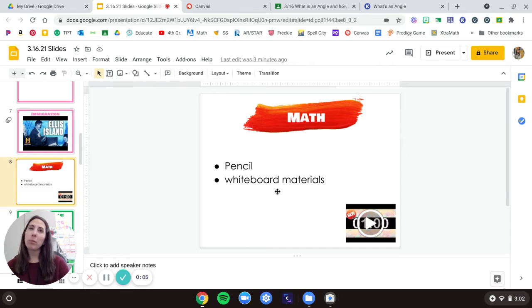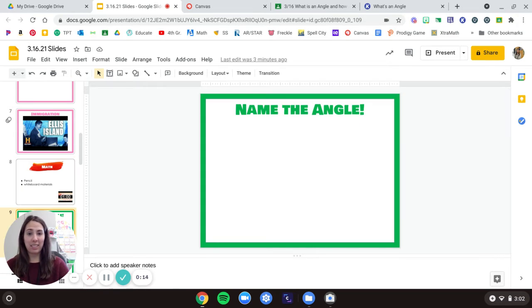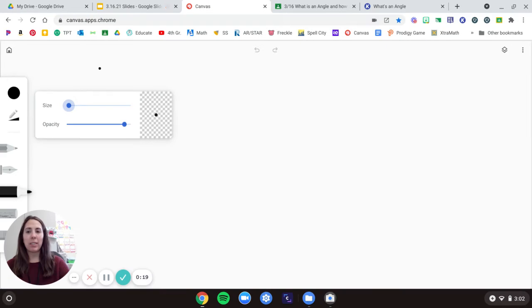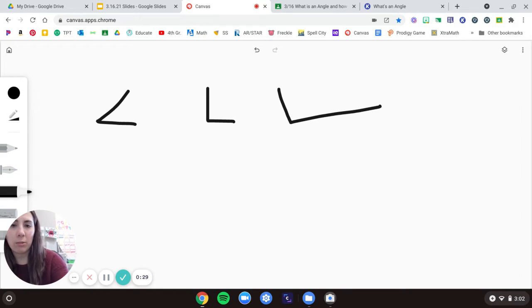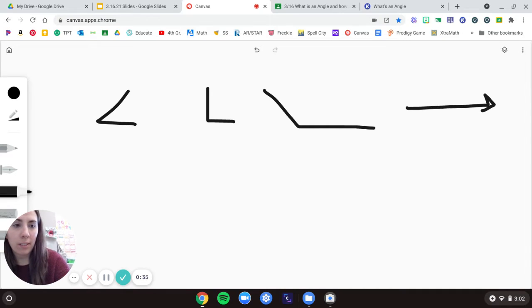So first you're going to need whiteboard materials, or you can do this in a notebook or on scrap paper too. We just got started practicing how to name angles. First we did a little bit of review. We drew an angle like that, like that, like that, like that, and like that. We added arrows to the end of each one.